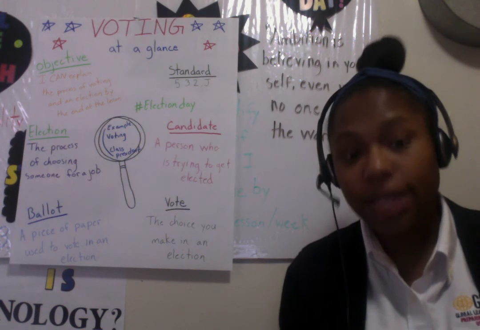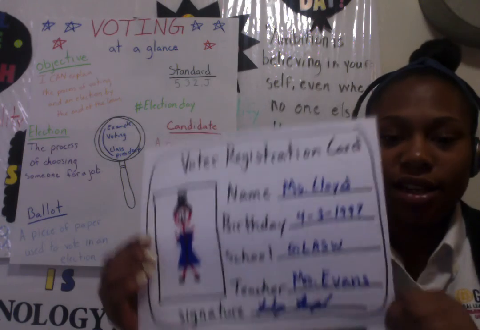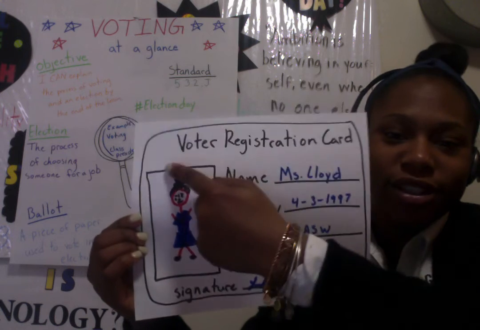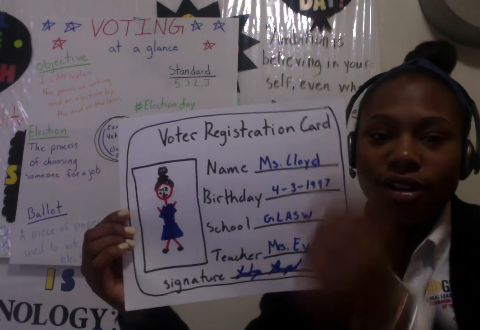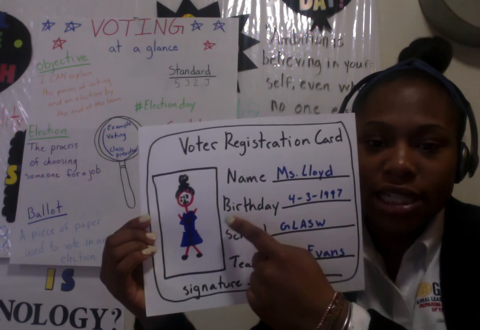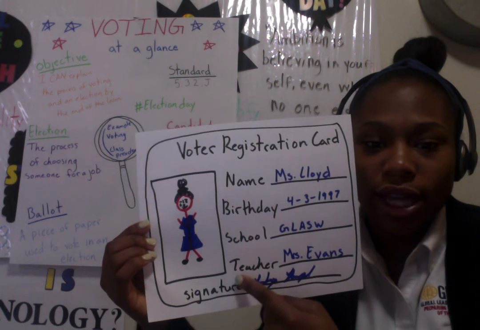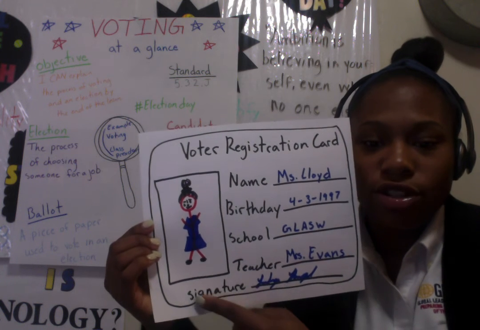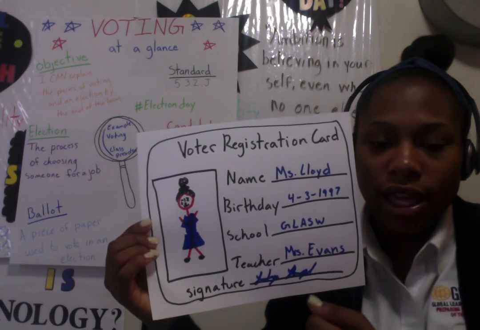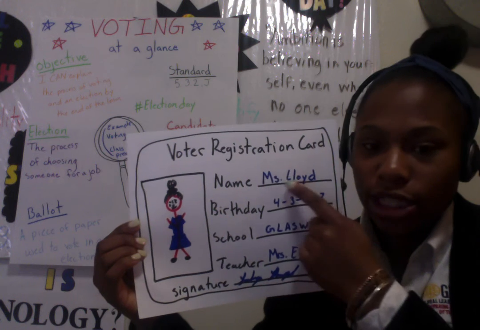So you're going to make a pretend voter's registration card, like the one Miss Lloyd has here. So this is Miss Lloyd's voter registration card. And on it, it should have a space for your name. It should have a space for your birthday. You can put your school and your teacher's name. And also a signature. It's where you sign your name in cursive. You write your name in cursive letters.